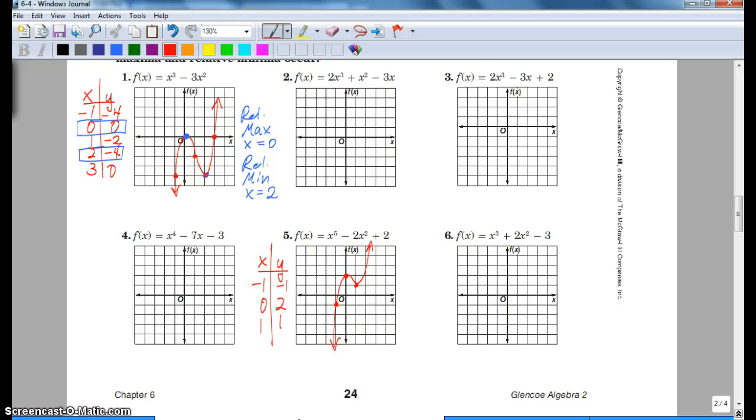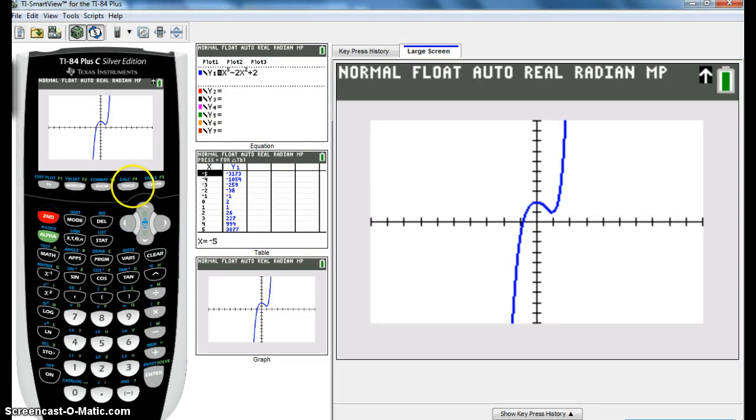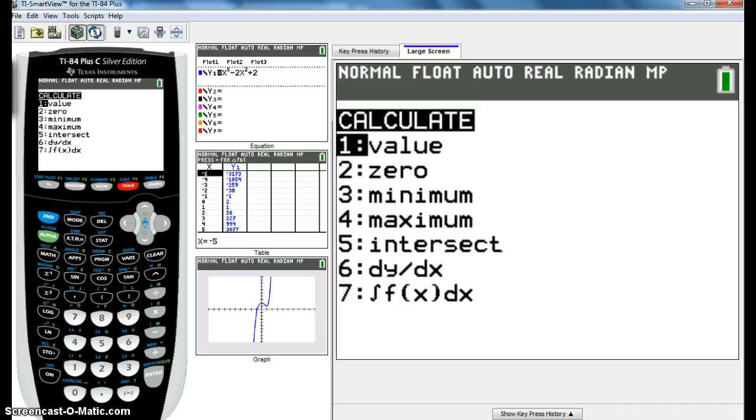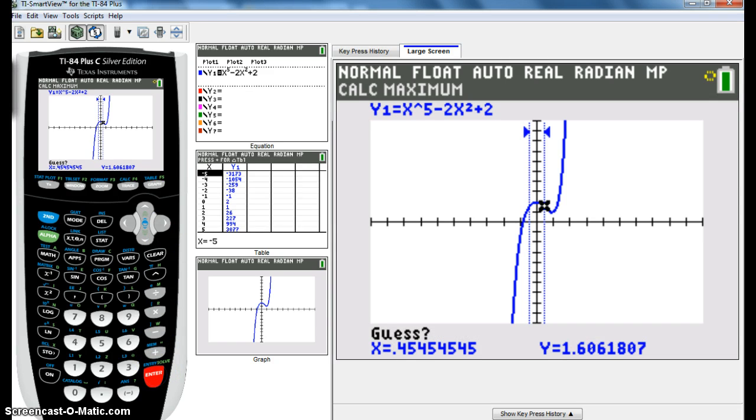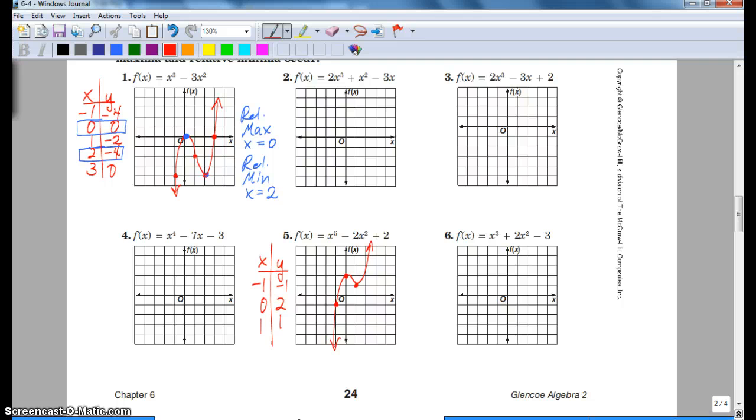And yet again, we're going to go ahead and use our graphing calculator to help us, hitting second, trace. Option number 4 for max. Left bound, I'll stop here. Right bound, I'll stop there. Guess, and yes, that is approximately 0. It is close to 0, we should say. So 0, 2, that is our relative max. And of course, we're just going to identify the x-coordinate there.